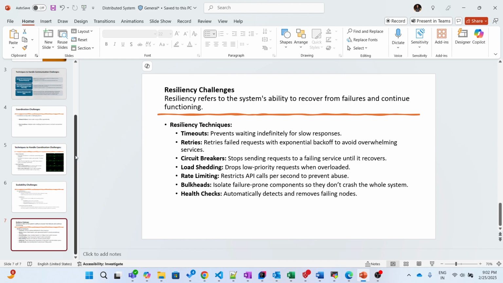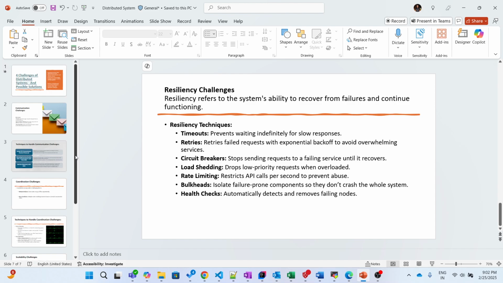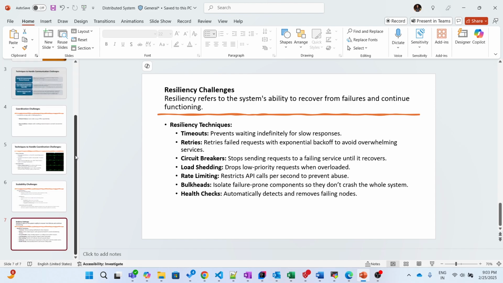So these four are the major challenges in distributed systems and their techniques to counter them. And yeah, I think we covered most of the things.